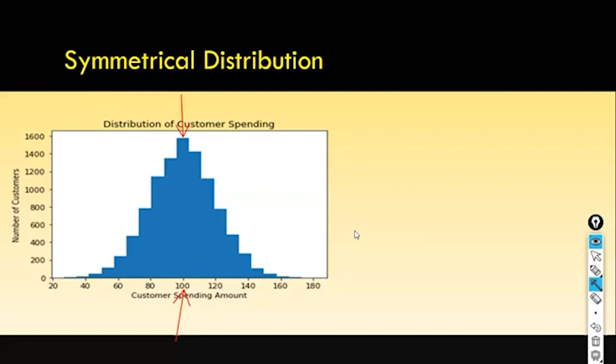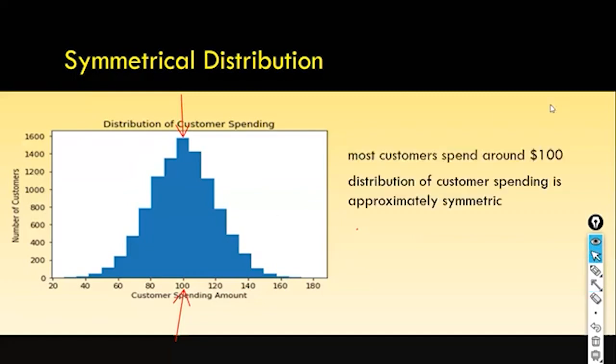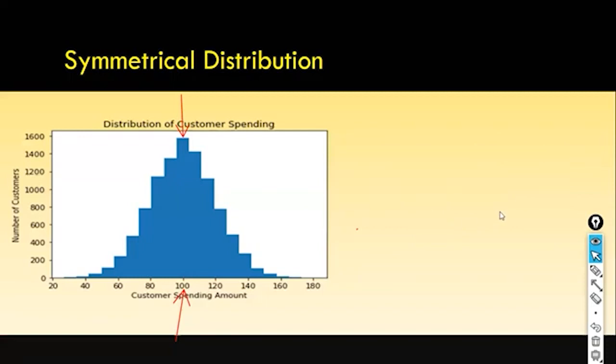Okay, the next one is: most customers spend around $100. The distribution of customer spend is approximately symmetric.